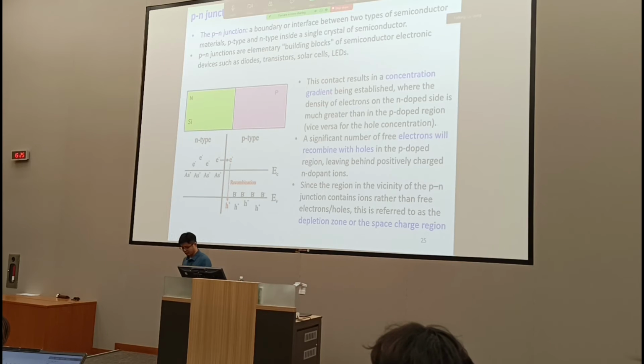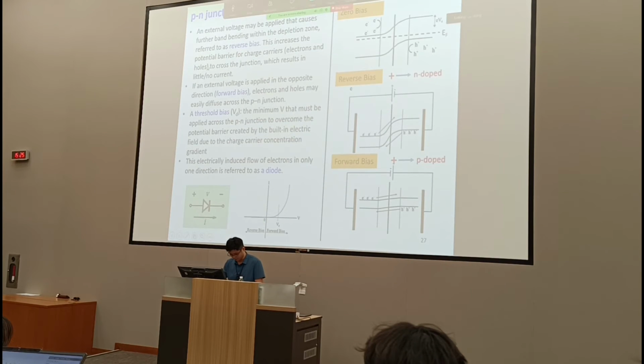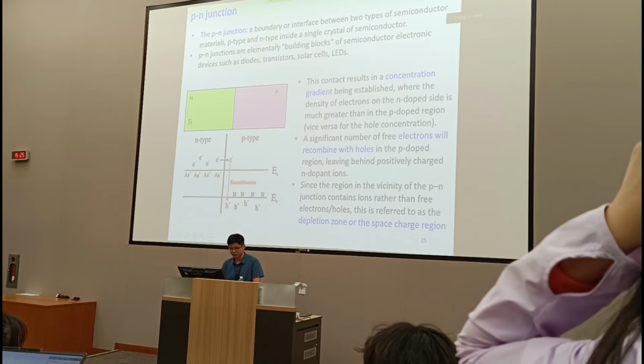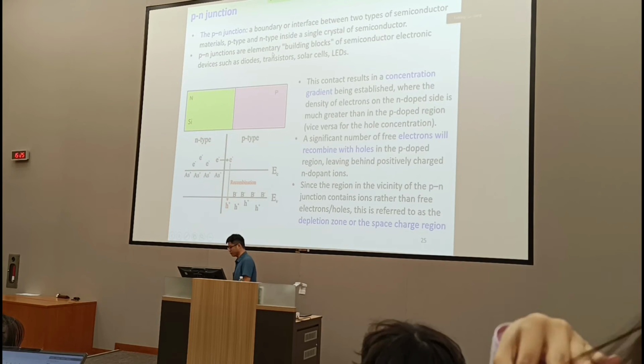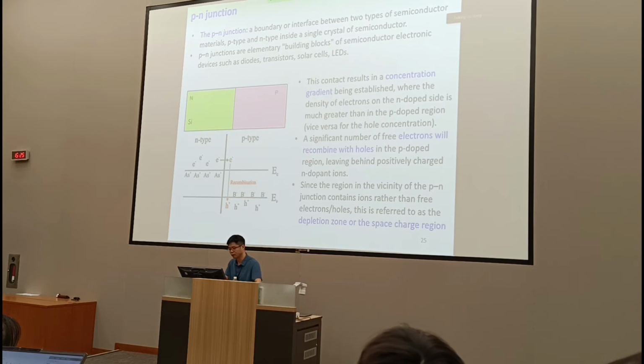We can use different kinds of thermal energy to excite the electrons, right? To create free carriers. We can dope the materials with p-type, n-type dopants, right? So for that, we can create p-n junctions. The p-n junction is a very important building block in semiconductor electronic devices. You can make diodes, you can make transistors, right? Solar cells, LEDs, all these. It is very important to create p-n junctions.